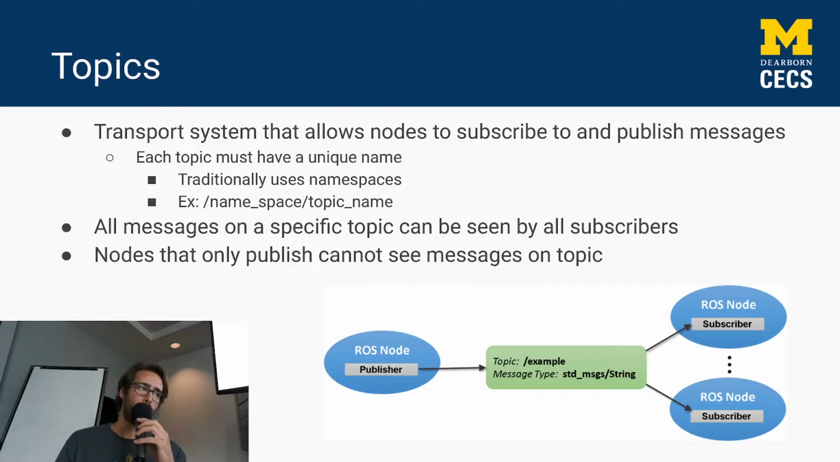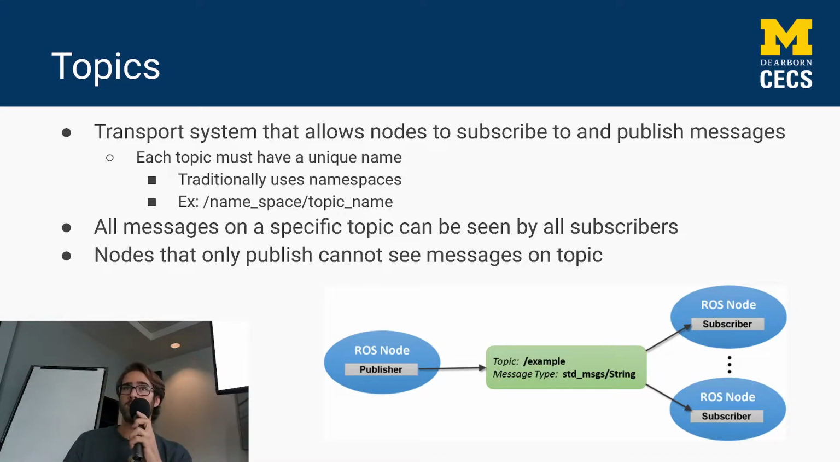So moving on to more specific topics. Topics, as I mentioned, are just the transport system that allows for nodes to subscribe to and publish messages on. Each topic has to have a unique name. We traditionally namespace them with a slash, as we can see in the example there, where you would do slash namespace and then slash specific topic name. So for example, for our robot kiloohm, all our topics were slash kohm slash topic name, which just allows for the easy ability to distinguish certain topics from others. So you're all within the same namespace.